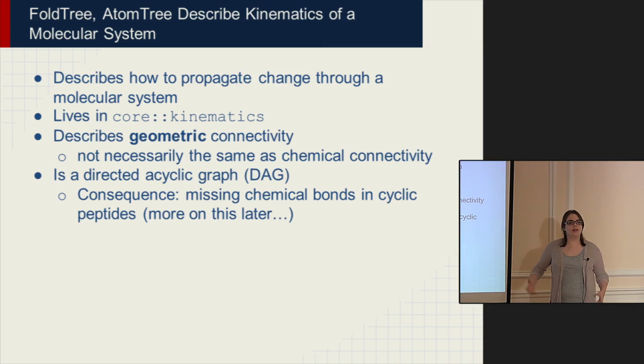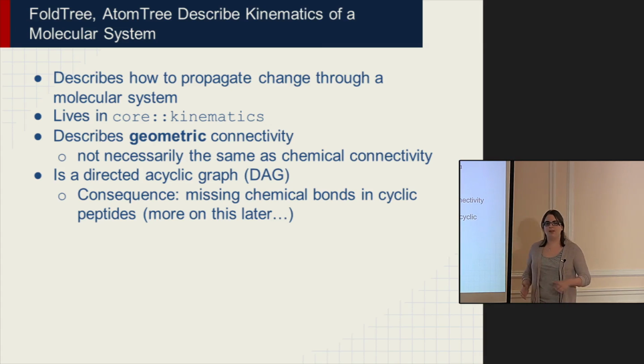All of the code that I'll describe in this lecture lives in core kinematics. This is the internal coordinate library of Rosetta. What's really important to know about both the FoldTree and the atom tree is that they're describing the geometric connectivity of a particular molecular system. This has some consequences because the FoldTree is a directed acyclic graph. That means there are no cycles.